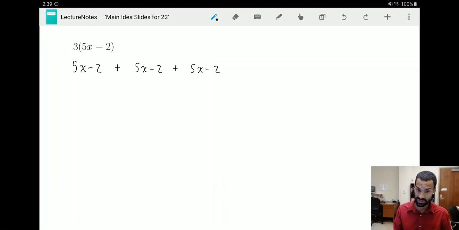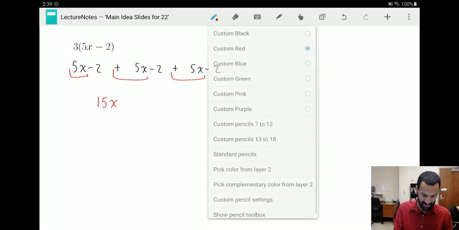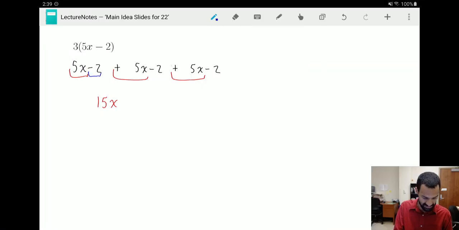Now, in the last section, we talked about combining like terms. In this case, we have 5x plus 5x plus 5x. 5 plus 5 is 10, plus 5 is 15. So we have 15 x's there. And then we have this negative 2 minus 2 minus 2. Negative 2 minus 2 is negative 4, minus 2 again is going to be negative 6. So we have 15x minus 6.